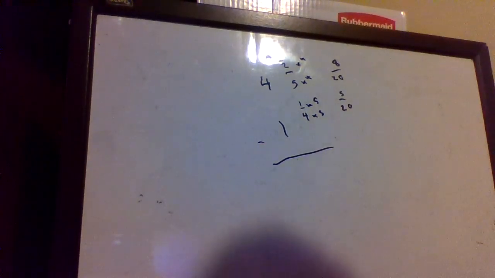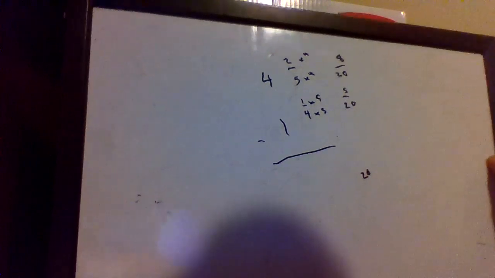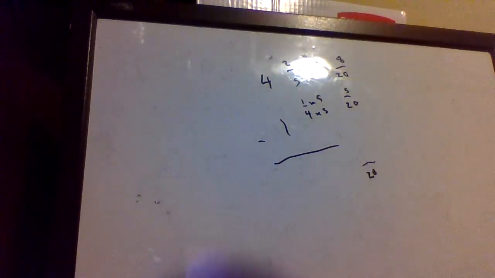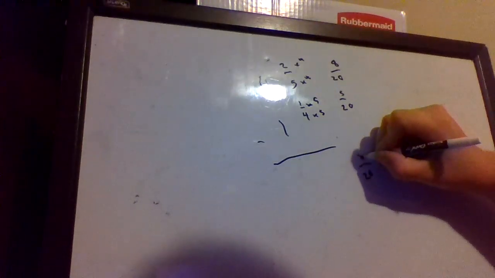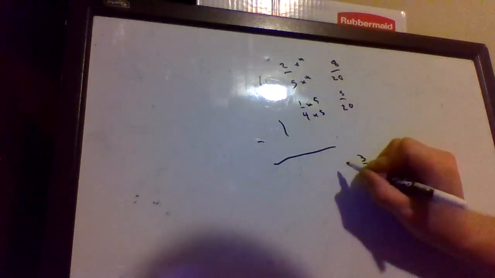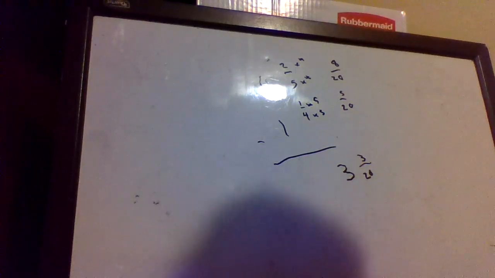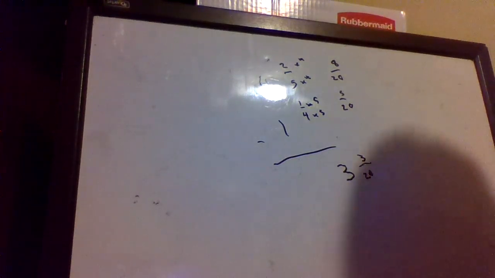So we've got a pretty straightforward problem here. So we keep our denominator, and we subtract our numerators. 8 minus 5 is 3. Then we subtract our whole numbers. 4 minus 1 is 3. So our final answer is 3 and 3/20.